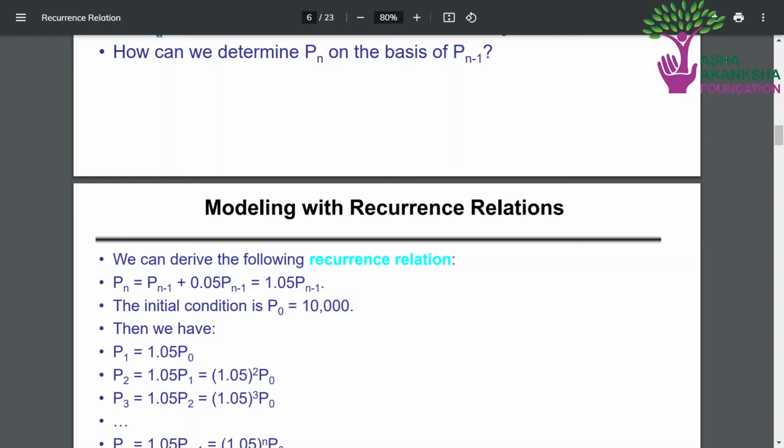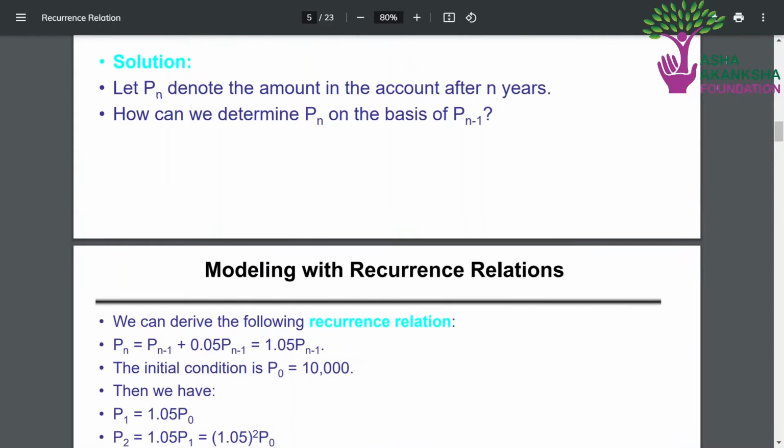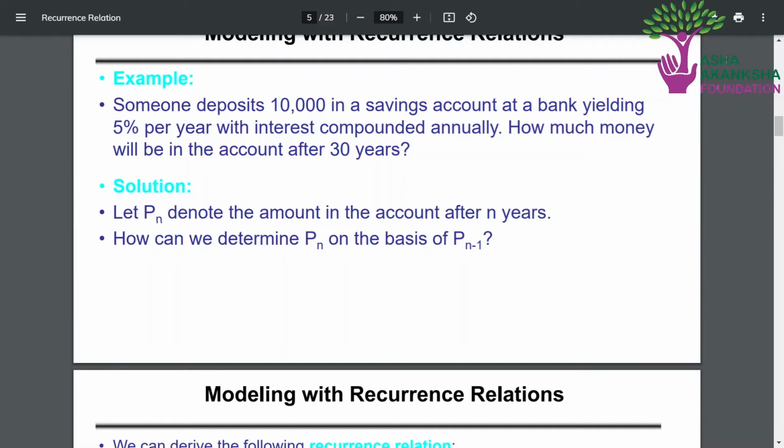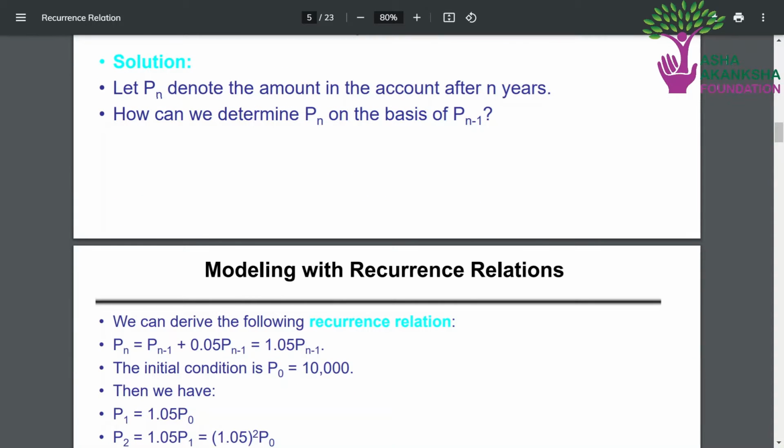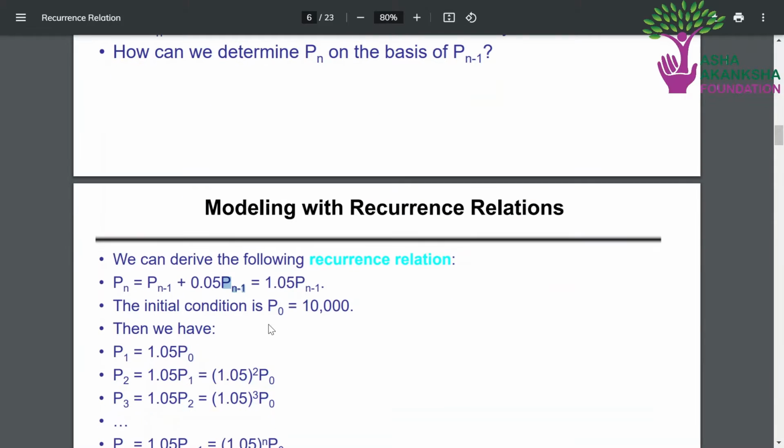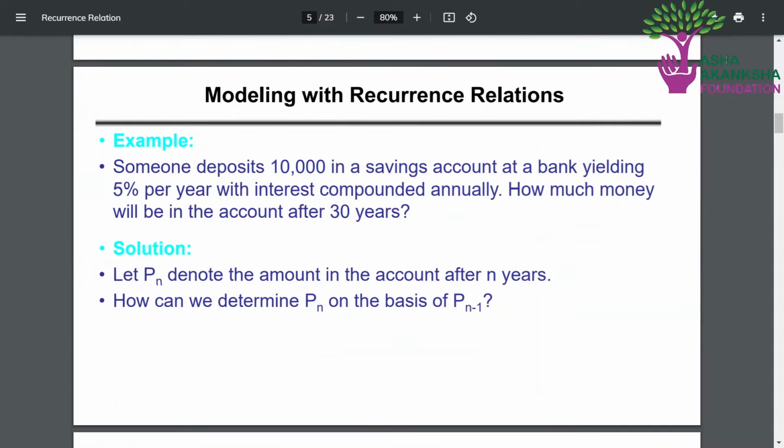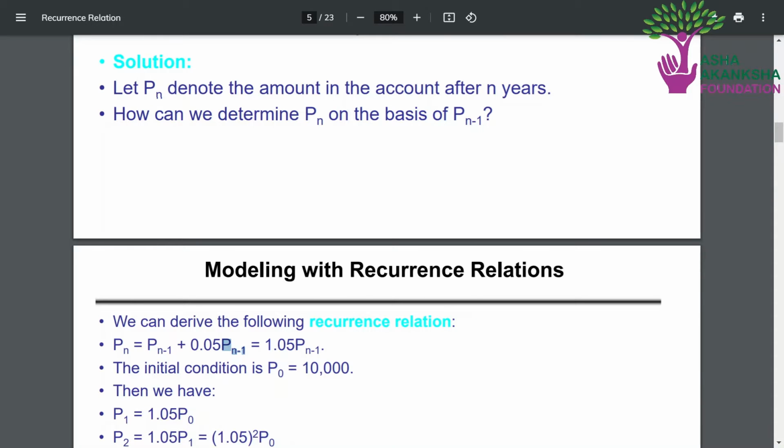We will derive the following recurrence relation. We can easily say that the final amount at the nth year is nothing but a 5% increase in the amount of the previous n minus 1 year, or you can say Pn equals Pn minus 1 plus 0.05 Pn minus 1, that is 5% of the previous year's amount. So it is basically equal to 1.05 Pn minus 1. It is given in the question that we started with rupees 10,000, so P0 equals 10,000.